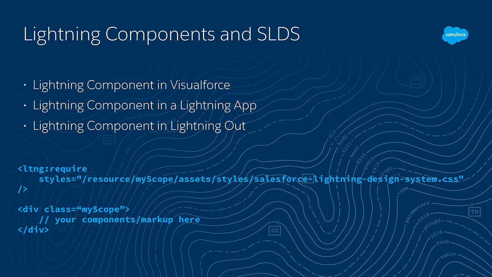The problem is that up to now, everything has been scoped to SLDS. So in order to make things work, and you'll again see this still in your Trailheads, you were told to wrap everything that was going to be using SLDS in a container. Didn't matter what it was, but let's say div class equals SLDS.